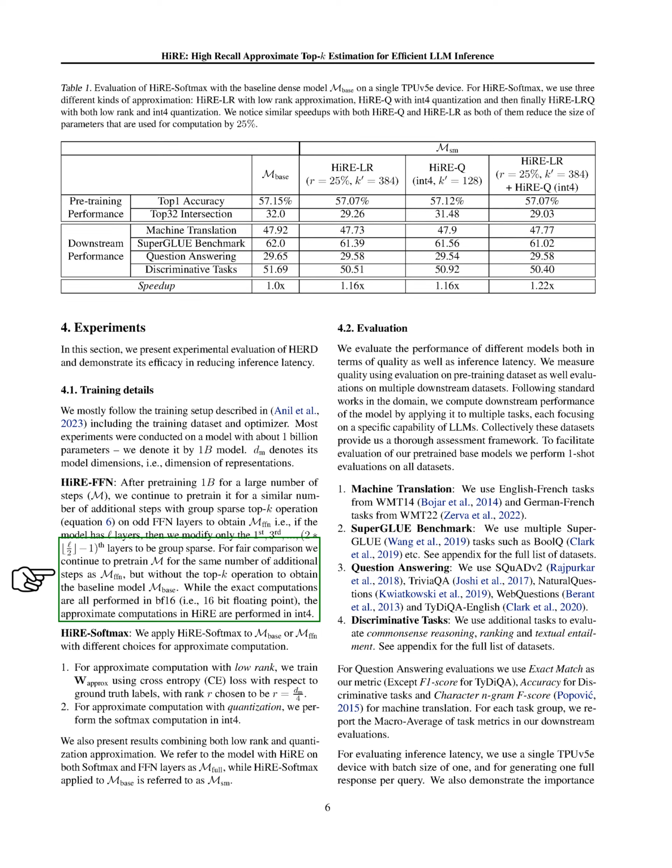While the exact computations are performed using 16-bit floating point numbers, the approximate computations in HiRE are carried out using 4-bit integers. In the case of HiRE softmax, we apply it to either the baseline model or the model with group sparse FFN layers, exploring different methods for approximate computation. For low-rank approximation, we train a matrix with cross-entropy loss, choosing the rank to be a quarter of the model dimensions.